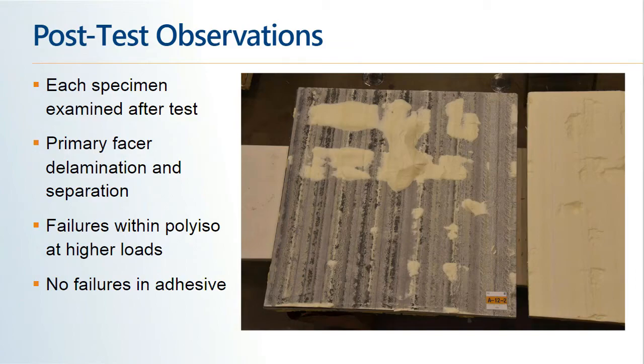So here's an example in this photograph. This is Specimen A, polymer-coated glass fiber facer, 12-inch ribbon spacing, sample number 2. And you can see the entire facer is visible, and we were seeing remnants of the polyiso insulation separated and pulled apart internally. In this particular sample, we had a failure load of 555 pounds per square foot.